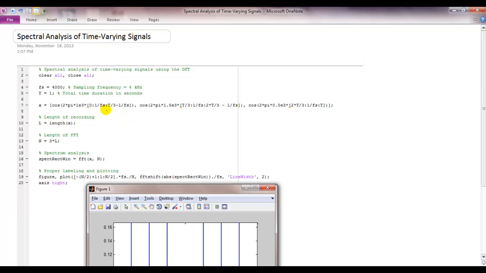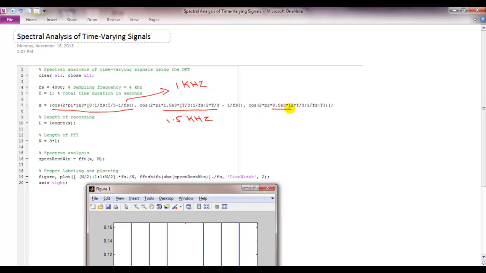So here is a signal which I am making as a concatenation of three cosines of different frequencies. This is one cosine, and this goes on for 0.33 seconds. So this is a cosine of frequency 1 kilohertz. This is the other cosine of frequency 1.5 kilohertz, and this goes on for the next 0.33 seconds.